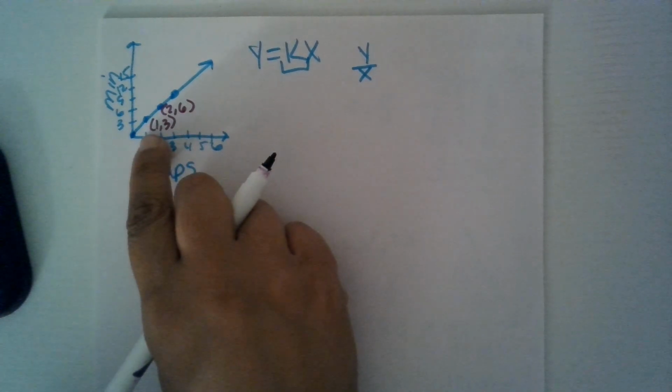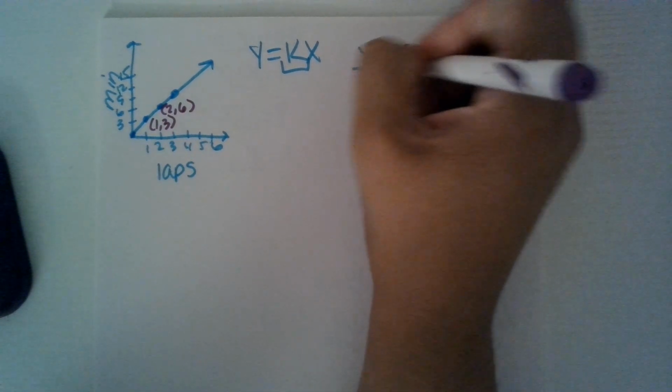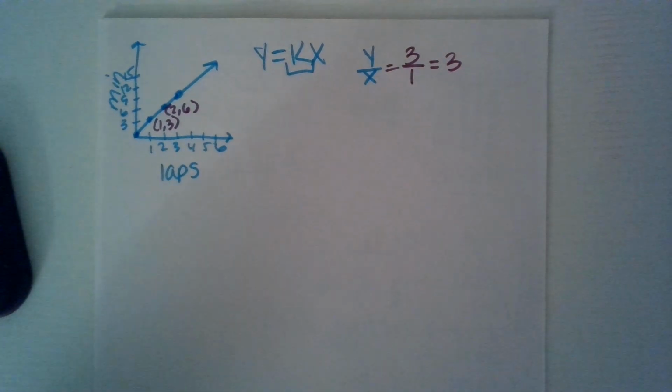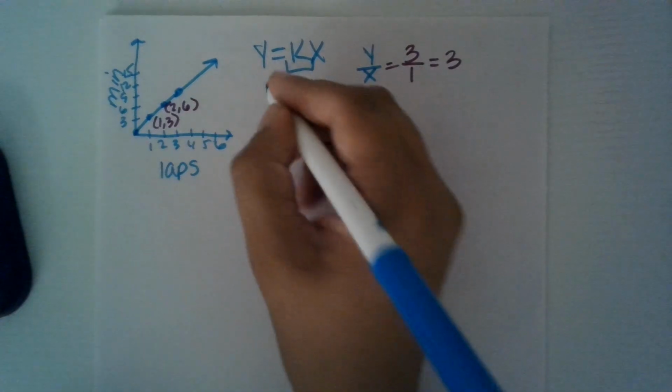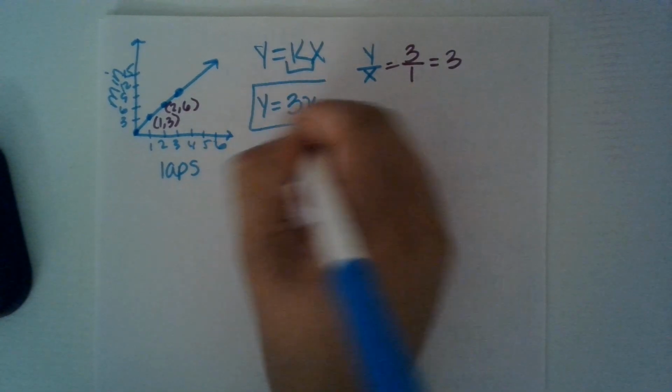So when x is 1, your y value is 3. So I'm going to do 3 over 1. Well, 3 divided by 1 does give you 3. So, being that 3 is the magic number, the equation that best describes this scenario would have been y equals 3x.